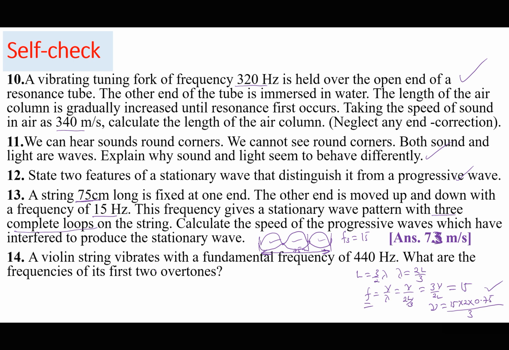A violin string vibrates with a fundamental frequency of 440. What are the frequencies of its first two overtones? So F1 is equal to F0, which is equal to 440. Remember, for a string, Fn is equal to n times F0. So you can find F2, you can find F3. So 880, 440 times 3, 1320. And so on and so forth.